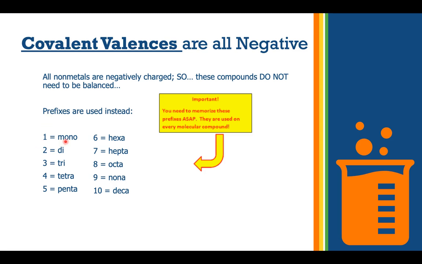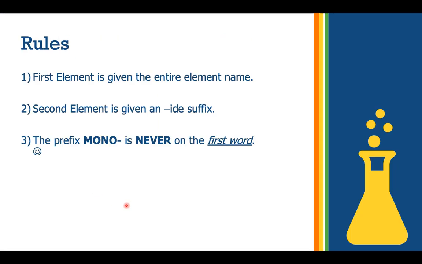So we have 1 is mono, 2 is di, 3 is tri, 4 is tetra, 5 is penta, 6 is hexa, 7 is hepta, 8 is octa, 9 is nona, and 10 is deca. There's some rules that go with this. The first rule, the first element is given the entire element name. Number 2, the second element is given an "-ide" suffix.